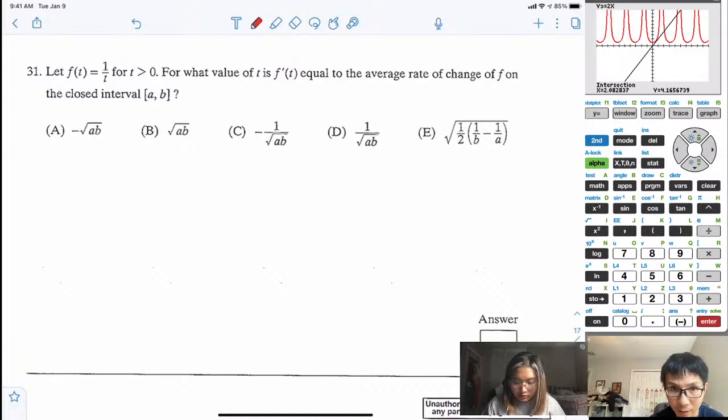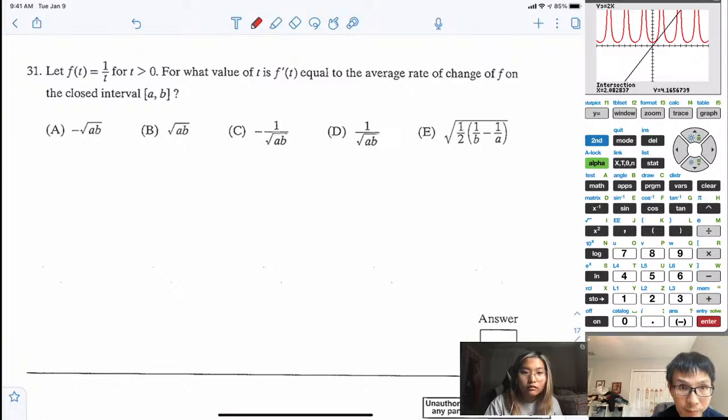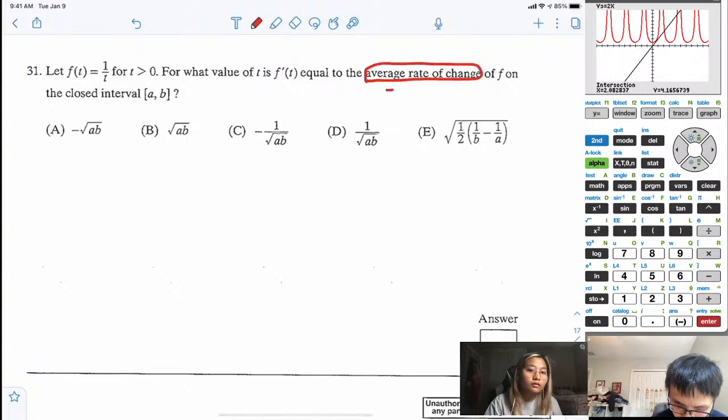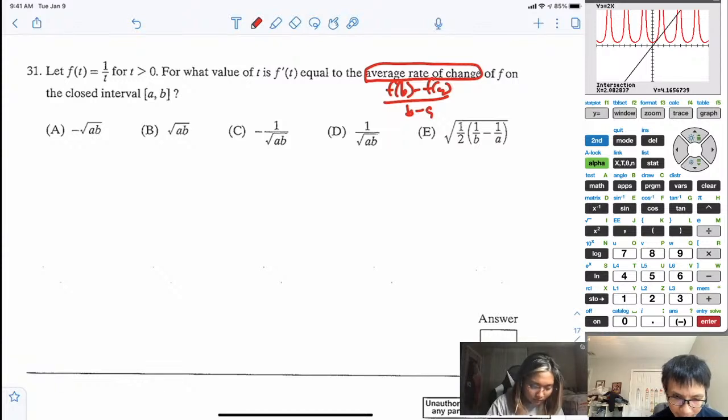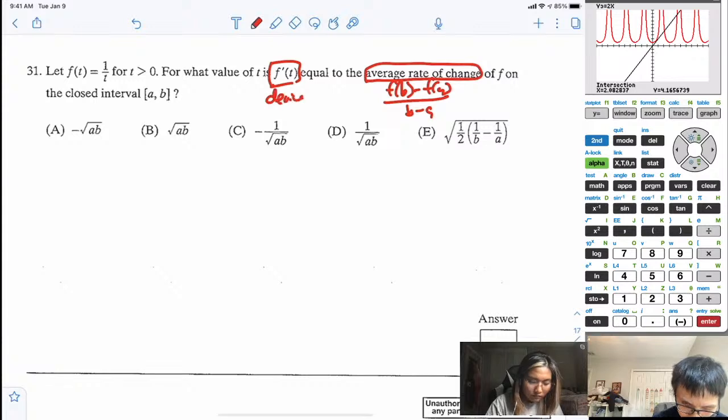Is it average rate of change? Can you look it up? What is average rate of change? It's f of b minus f of a over b minus a. Awesome, you guys are awesome. And they say f prime of t is equal to average rate of change. Does that mean I have to take a derivative also? So this is just a derivative. So the derivative is equal to this.